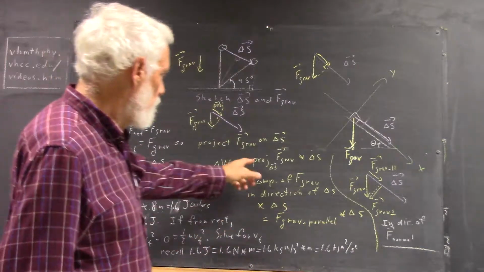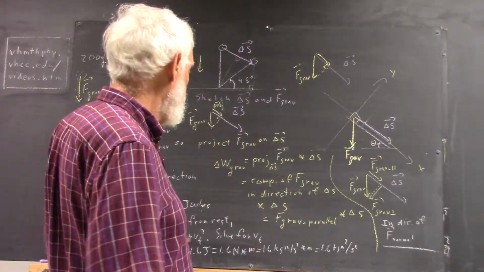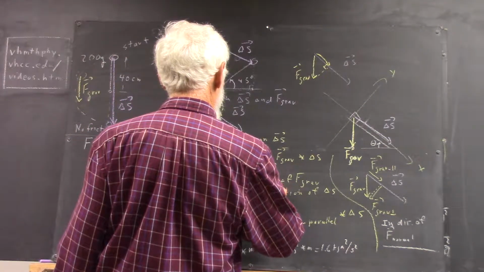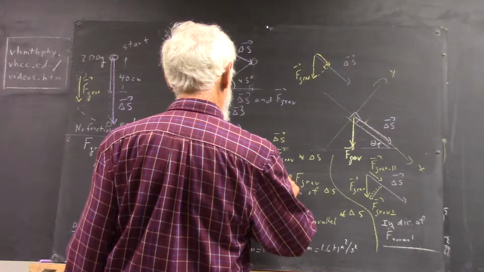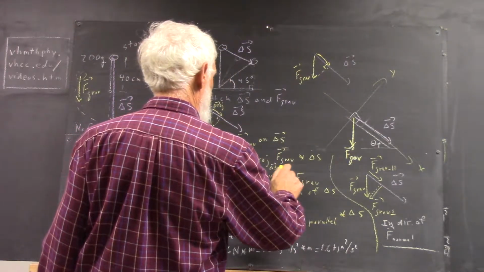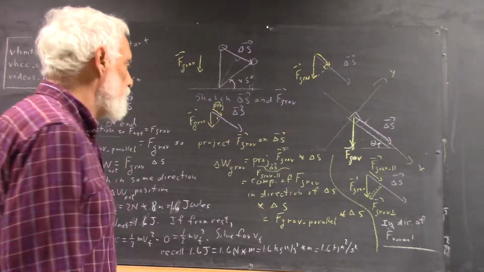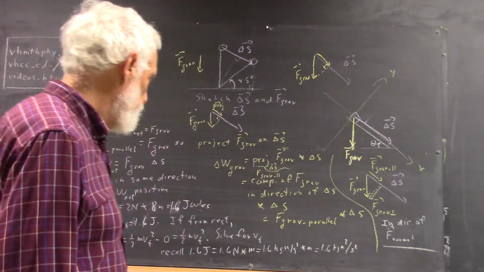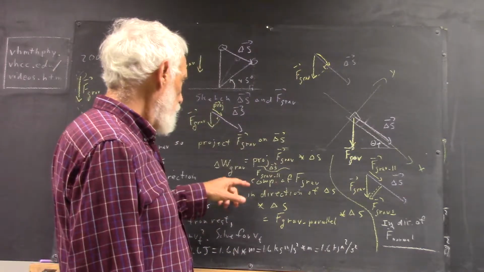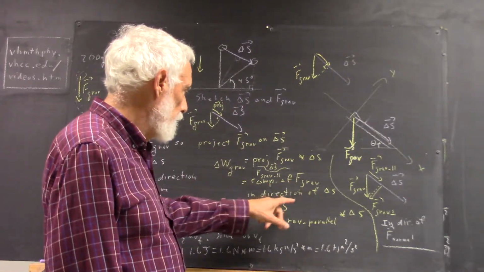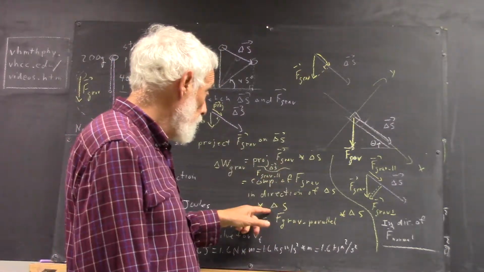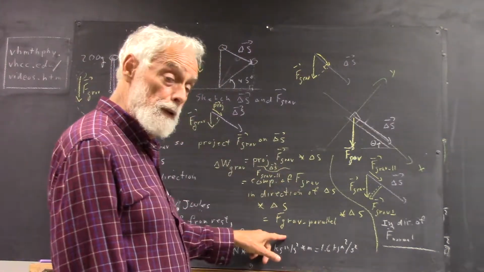But I've used the projection notation, and I'm going to kind of leave it that way and just say that's F grav parallel. Multiply that by our delta S, being a little sloppy with notation here, but you get the idea. And that is the component of the gravitational force in the direction of delta S, or parallel to delta S, multiplied by delta S, and that's the work.